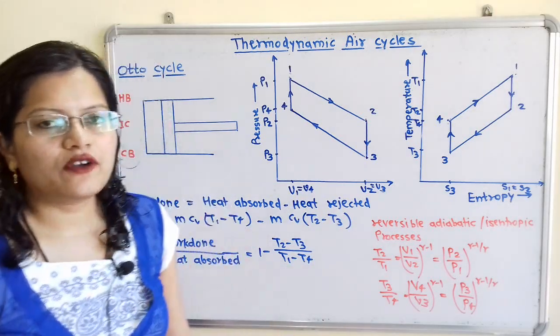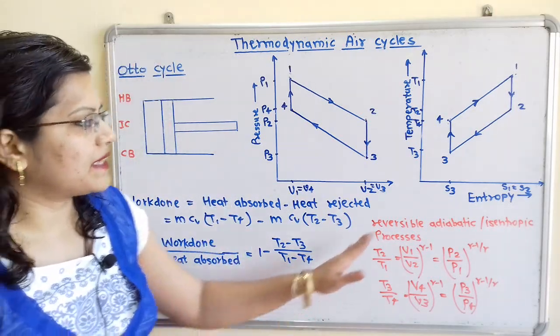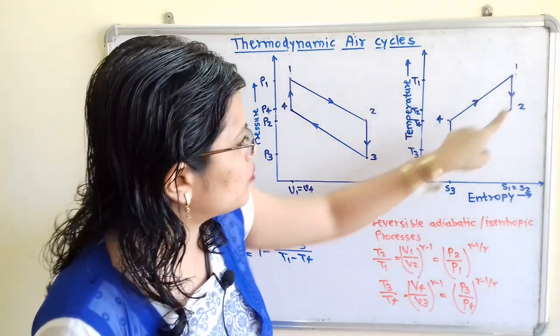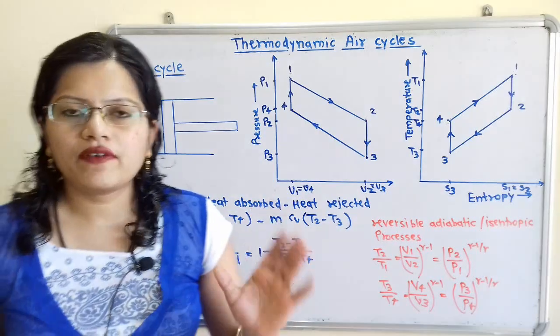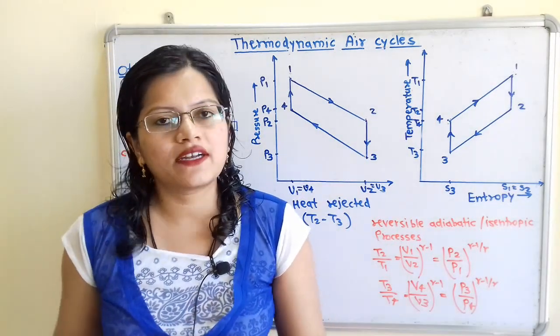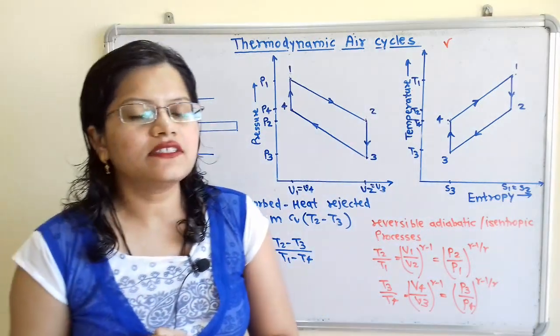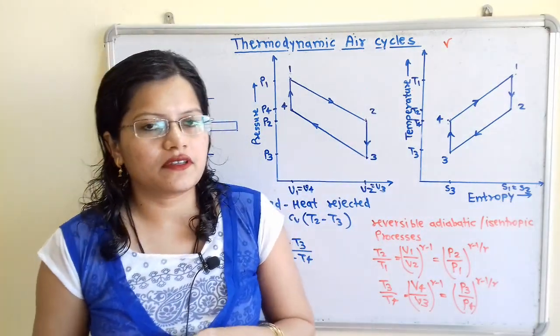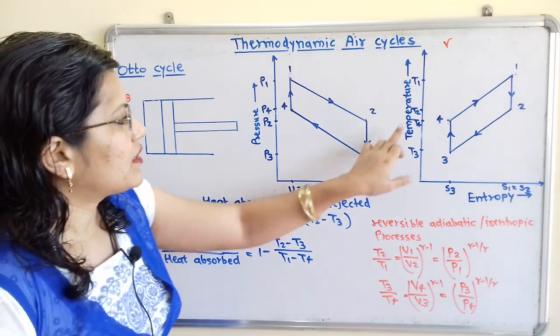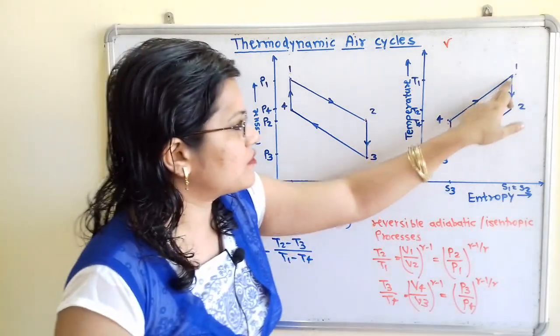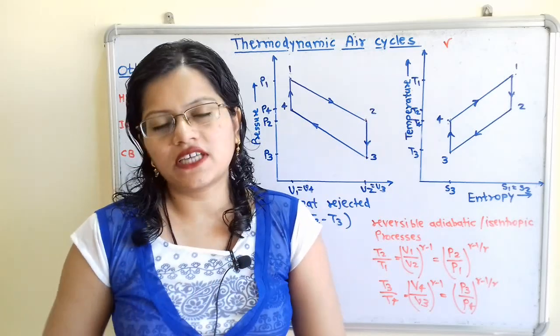We know that there are two processes that are taking place at constant entropy, and these processes are 1 to 2 and 3 to 4. Now we will consider the isentropic index, that is gamma, and we will write some formulas. These formulas are nothing but the relation between temperature, pressure and volume when the entropy remains constant. So what is that relation?